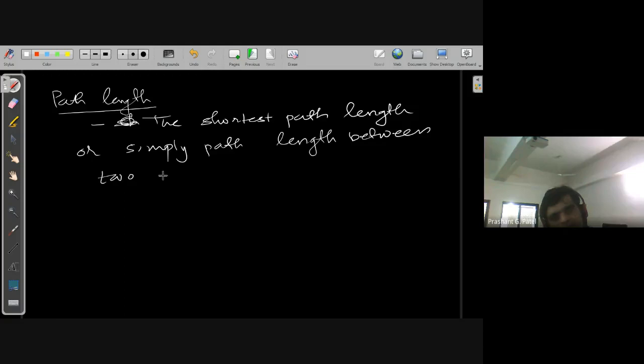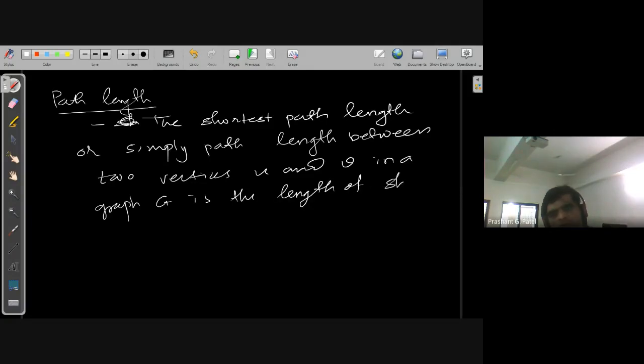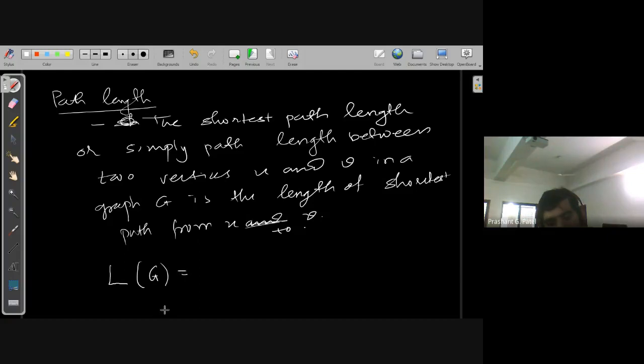between two vertices U and V in a graph G is the length of the shortest path from U to V. And what is the L of G? That is the path length of the graph G. It's saying that it is the average of all path lengths between every pair of vertices. So it is an average of all such things.